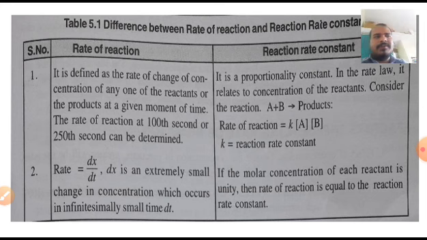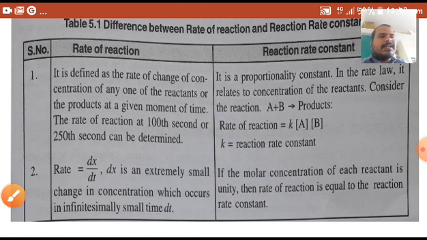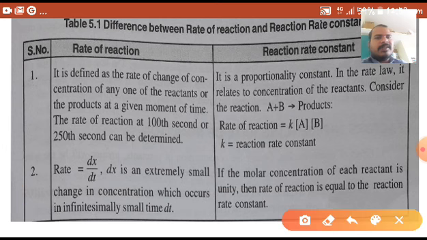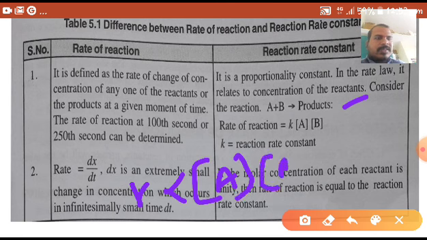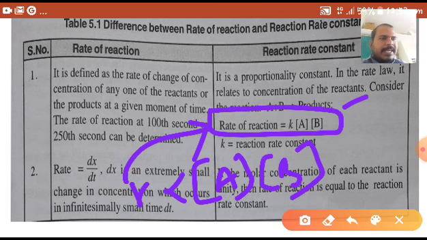We discussed this in the previous video lecture. Whereas the rate constant is a proportionality constant, and in the rate law it relates to the concentration of reactants. Consider the reaction we have discussed: the rate of reaction is directly proportional to the concentration of A and the concentration of B. The next step is rate of reaction equals k[A][B].